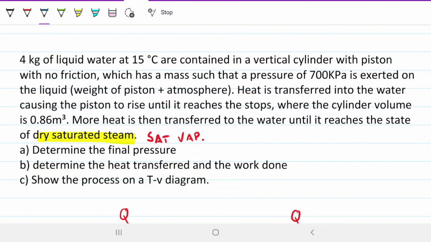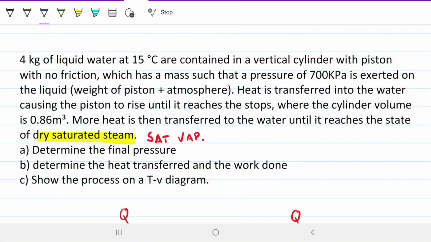4 kilograms of water at 15 degrees Celsius are contained in a vertical cylinder with a piston with no friction, which has a mass such that a pressure of 700 kilopascals is exerted on the liquid. So that is the weight of the piston plus the atmosphere, that's 700 kilopascals. Heat is transferred into the water, causing the piston to rise until it reaches the stops, where the cylinder volume is 0.86 meters cubed. More heat is then transferred to the water until it reaches a state of dry saturated steam. So that's the same thing as saturated vapor, okay?